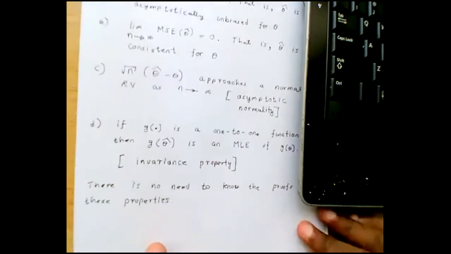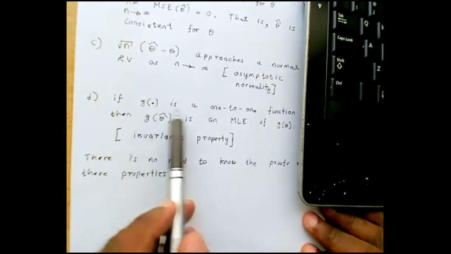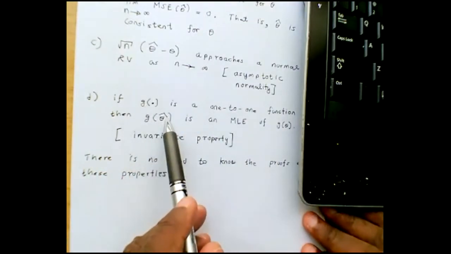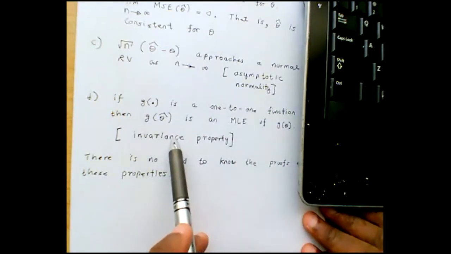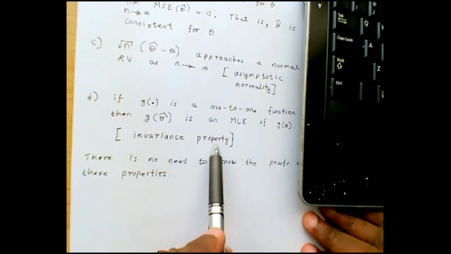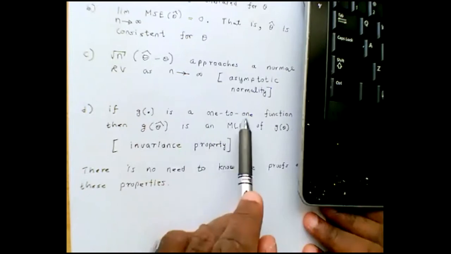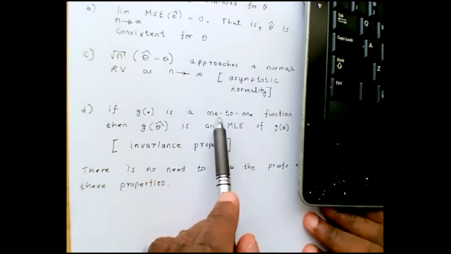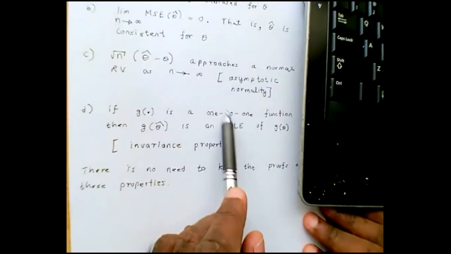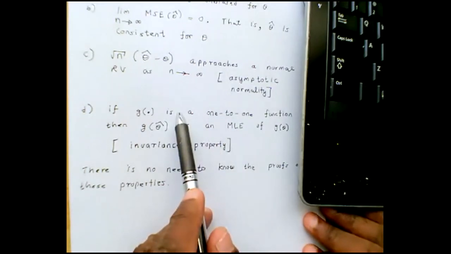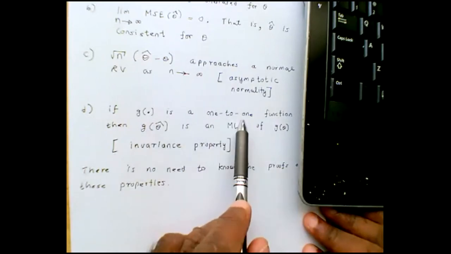All right, and the fourth property is that if g is a one-to-one function, then g of theta hat is the MLE of g of theta. This property is known as the invariance property. Now, I'm sure you know from analysis what a one-to-one function is. A one-to-one function is one where for every x value, there's only one y value.